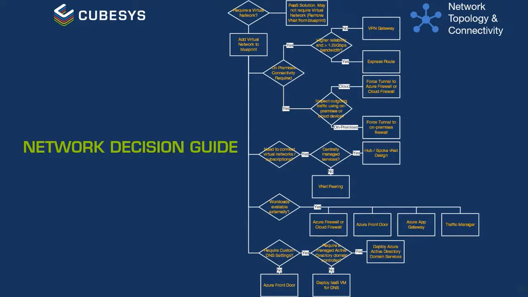And then there's the DNS things down the bottom. If you require a custom DNS, then you might need to consider either deploying an infrastructure as a service VM running DNS and maybe Active Directory, or maybe just deploying Azure Active Directory Domain Services, which is a light version of the same thing. So there are a few considerations when it comes to network in particular that people need to be aware of when they're bringing on that cloud adoption.